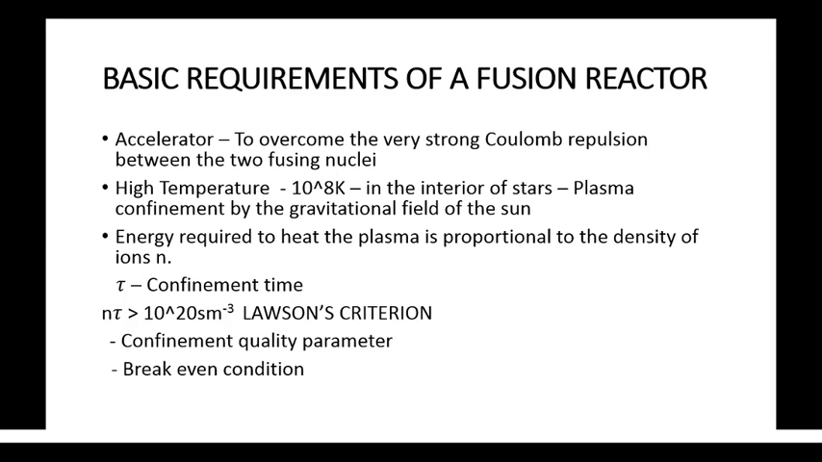So the conditions that exist in the interior of the stars have to be there in a fusion reactor so that the fusion reaction will take place properly. So high temperature, that is approximately 10 raised to 8 Kelvin, which can be seen in the interior of the stars, has to be there in a fusion reactor so that the plasma can be confined. Confined means the plasma must be stable enough for a long time so that nuclear fusion can occur. So that is the second requirement of a fusion reactor.